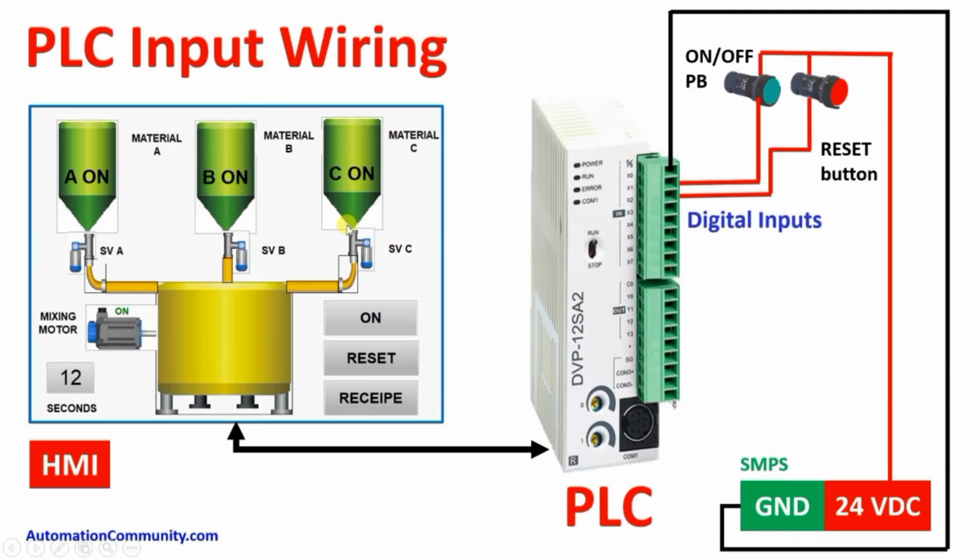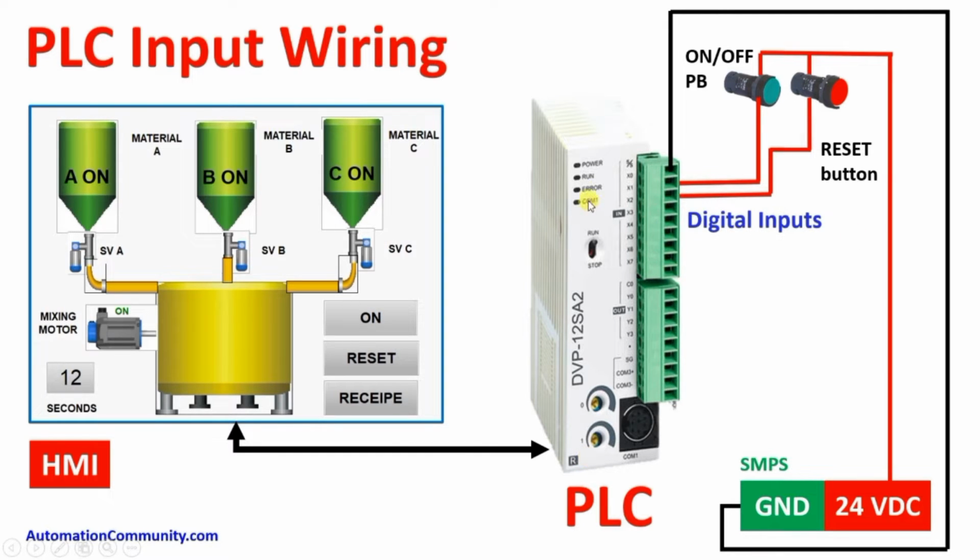For that, we have connected the HMI with our PLC. Here you can see this is communication port 1, this is communication port 3, and below this the PLC has COM port 2. By using an RS485 or RS232 cable, we can connect our HMI with our PLC.